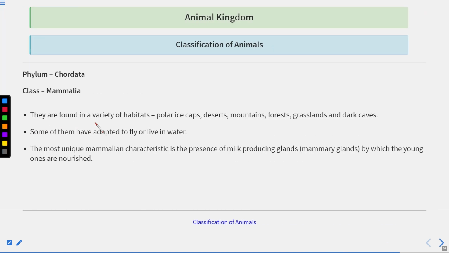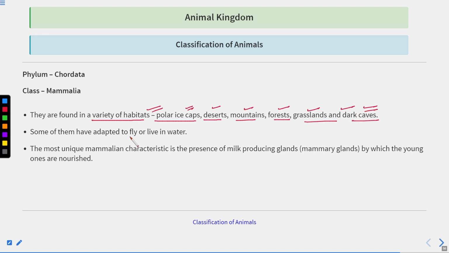Okay, the last class from the phylum Chordata, that is the Mammalia. They are found in a variety of habitats: polar ice caps, desert, mountain, forest, grassland, and dark caves. Organisms are present in these different habitats. Some are present in the polar ice caps, polar bear; desert, camel; mountains, snow leopard; forest, elephant; grassland, giraffe; and the dark caves, that is lion.